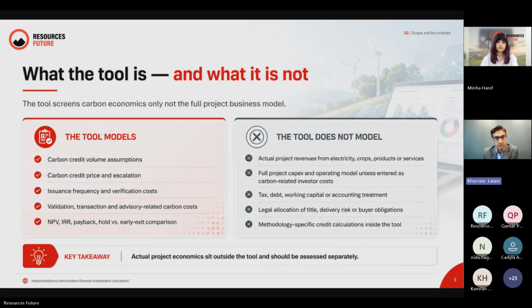Next slide. And again, just to reiterate, I think it is very important. We can go to the next slide.